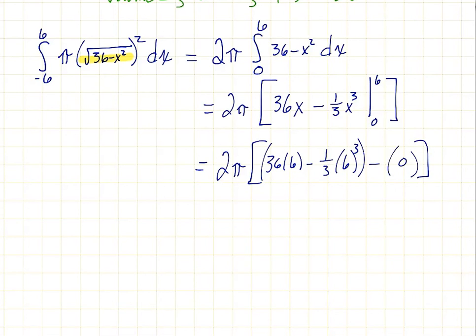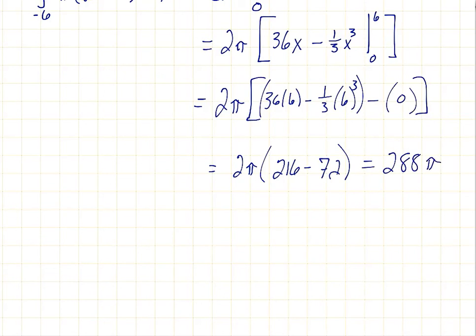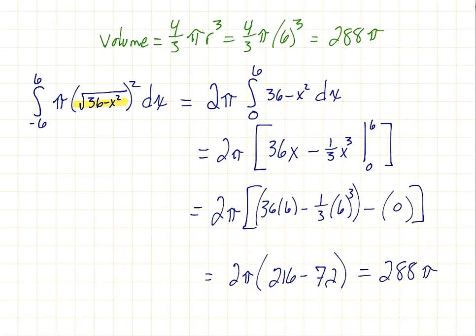which then is equal to 2 pi times 216 minus 72, or 288 pi. And lo and behold, we get the exact same answer. Right? 288 pi here, 288 pi there. Right? So that is example 2. I will put example 3 and example 4 in a separate video.